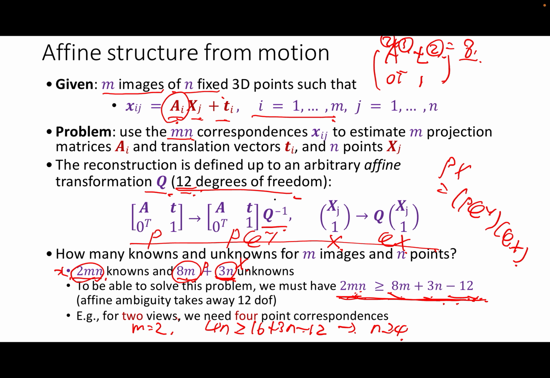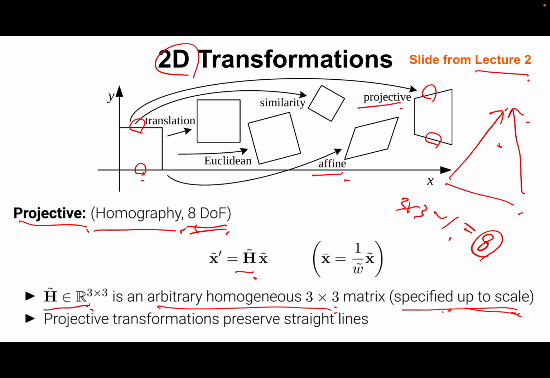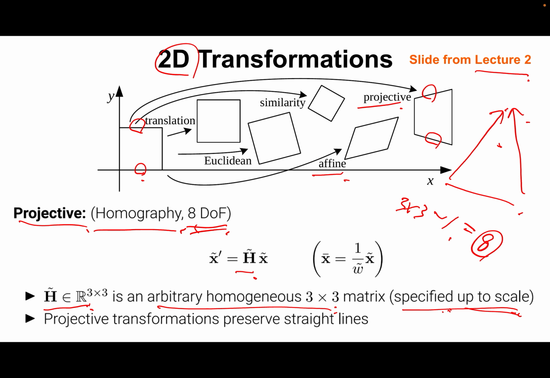So this is a little bit complicated, so you need to be familiar with this kind of stuff from lecture 2. What is affine transformation? Where did 6 number come from? Projective projection, and where does 8 come from? And what is the difference between affine and projective?